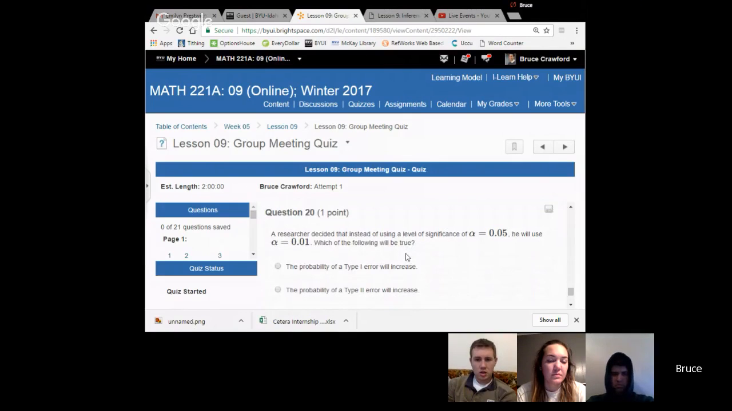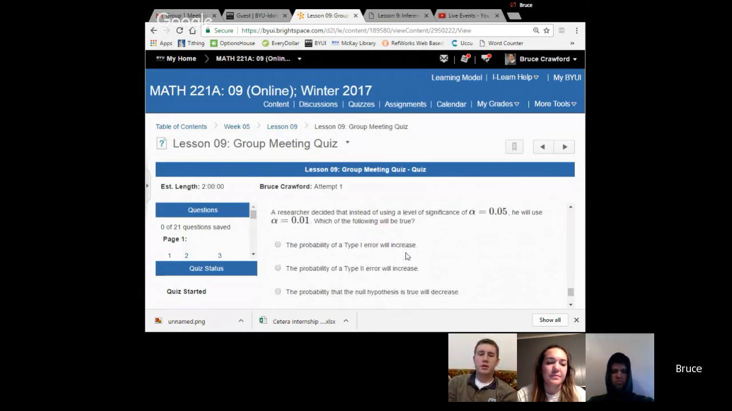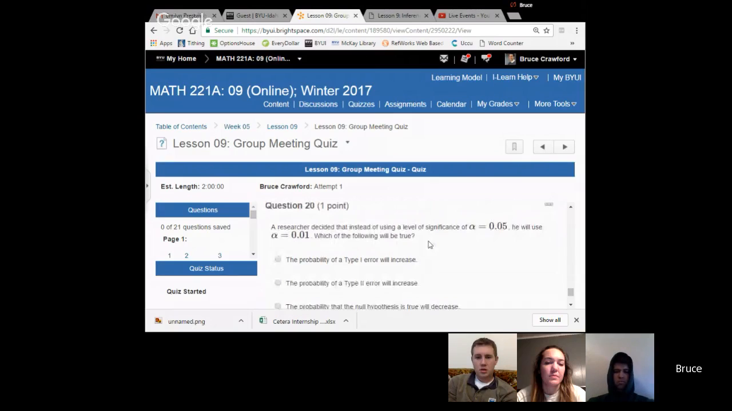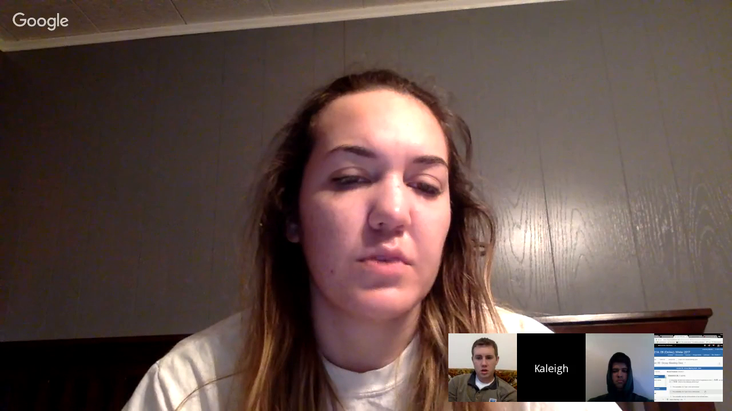A researcher decided that instead of using a level of significance of 5%, he will use 1%. Which of the following will be true? Probably type 2 will increase, right? He decreased his level of significance, which means the chance of type 2 increases.